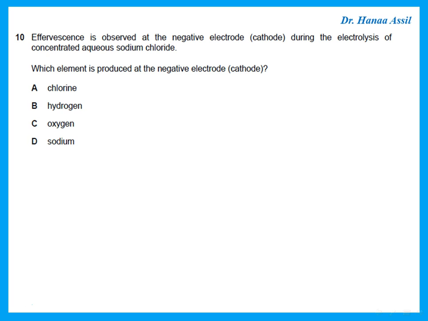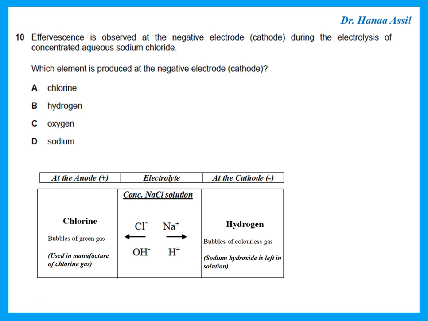Effervescence is observed at the negative electrode during the electrolysis of concentrated sodium chloride. So he's doing electrolysis of concentrated sodium chloride. Remember we said if I have concentrated sodium chloride, my ions are Na plus and Cl minus, and H plus and OH minus from the water. Now he's asking about what? The negative electrode. Which one goes to the negative? The ones that go to the negative are the positive ions. So I have a choice between Na plus and H plus, and we said if I have a choice between Na plus and H plus, it is the H plus that reacts, so I get hydrogen gas.